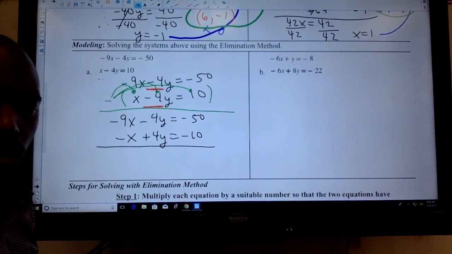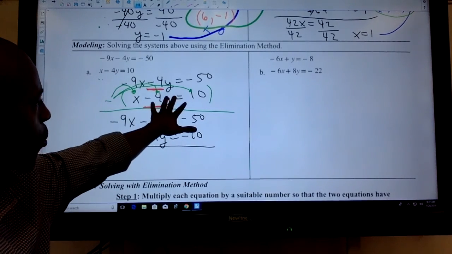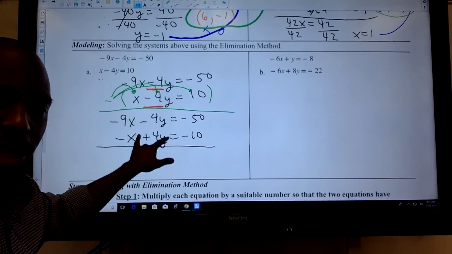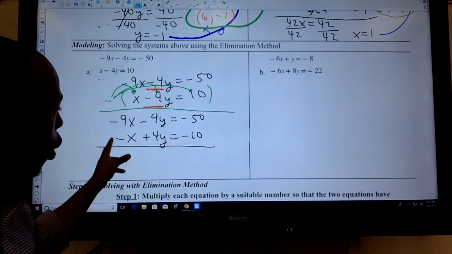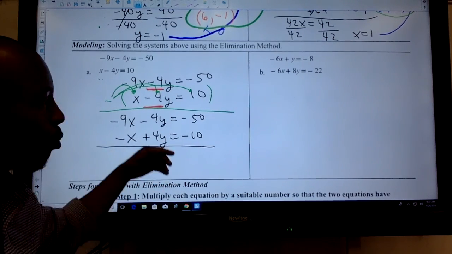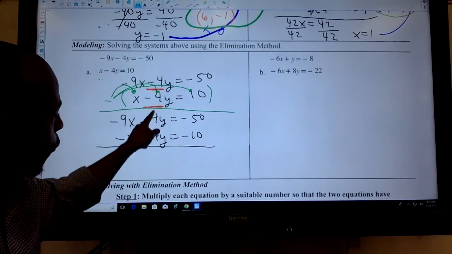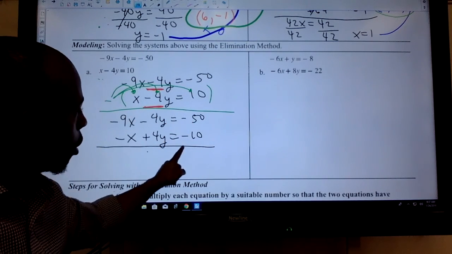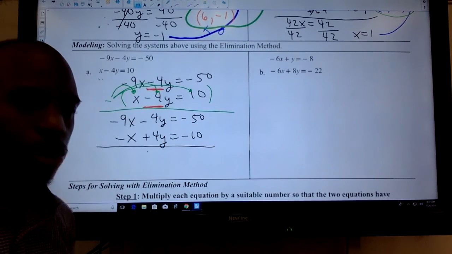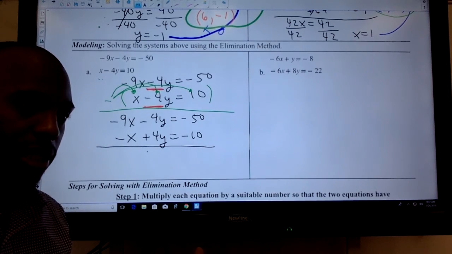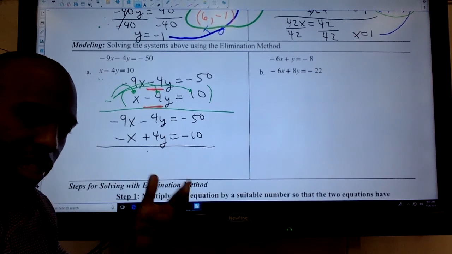Now what I see is this. When I subtract the second equation, it turns all the signs into opposites. So when the x is positive, it turns negative. The negative 4 turns a positive 4. A positive 10 turns a negative 10. Remember I told you that there's two ways people teach it. They can subtract it, which makes sense, but I like the idea of adding.